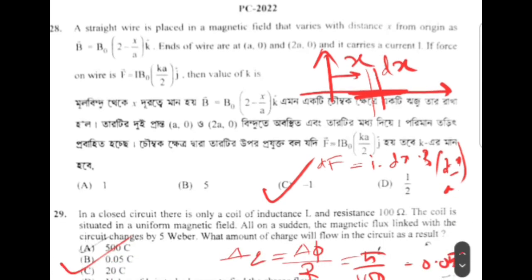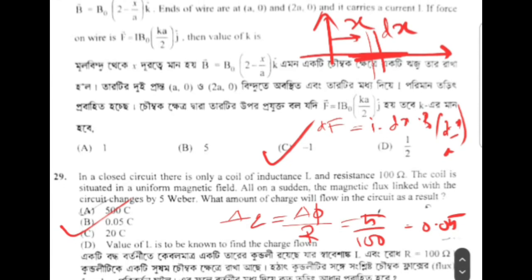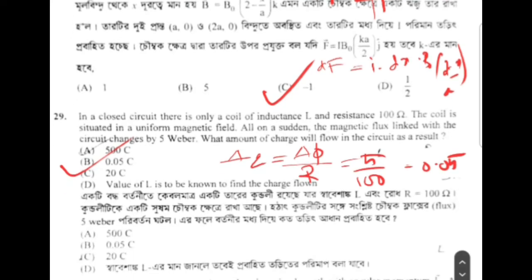29. In a closed circuit, there is only a coil of inductance L and resistance 100 ohm. The coil is situated in a uniform magnetic field. All of a sudden, the magnetic flux linked with the circuit changes by 5 Weber. So we apply the formula delta Q equal to delta psi by R, 5 by 100 equals 0.05. Option 2 is the correct option.